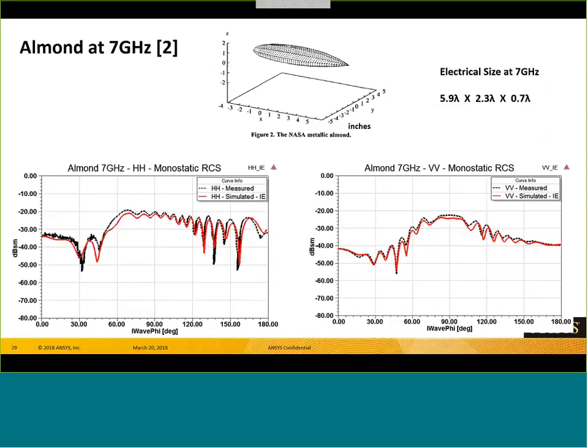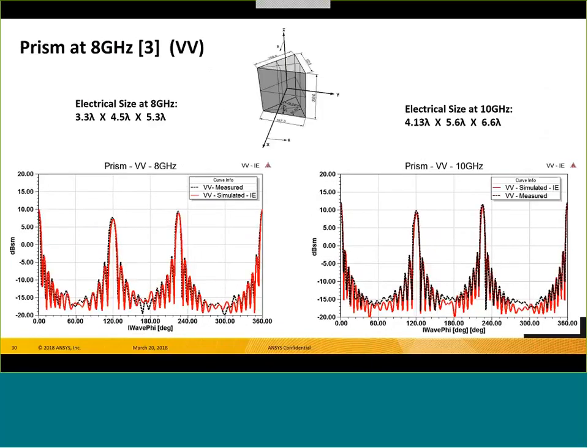We get a very similar comparison when we looked at this so-called NASA almond. It's a kind of similar shape, about the same electrical size here. And at 7 gigahertz, we're looking at HH and VV polarities, and you can see we get really, really good agreement here. And then finally, for reference 3, we chose the metallic prism. You can see the electrical size for 2 different frequencies that we called out, 8 gigahertz and 10 gigahertz. And you can see really excellent agreement in the VV polarity.